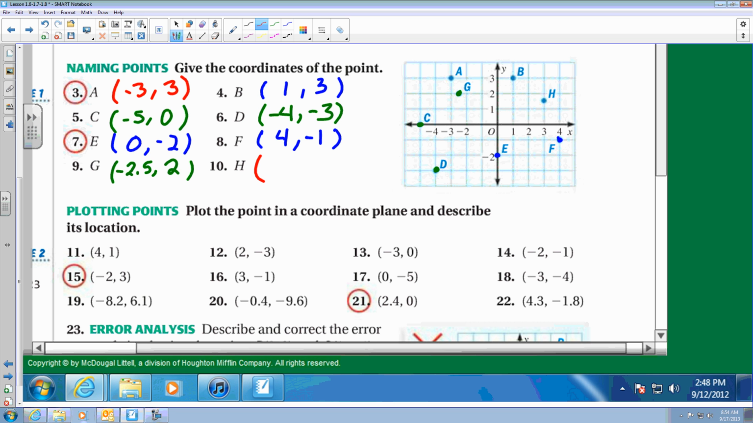The last one is H, which is right here. And it goes to the right a positive 3 units. And then it goes up 1, and it's in between 1 and 2, so I can say that this value for y is 1.5.